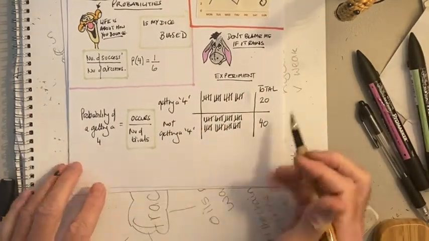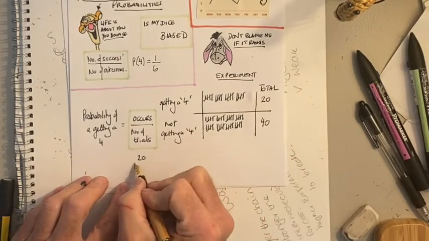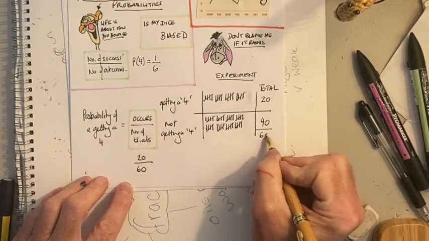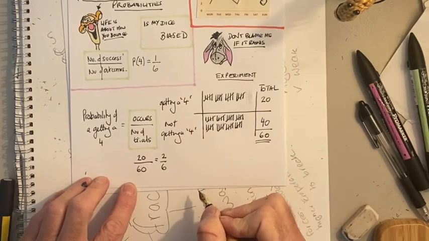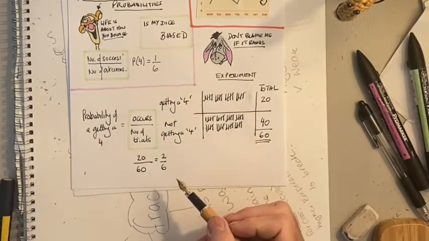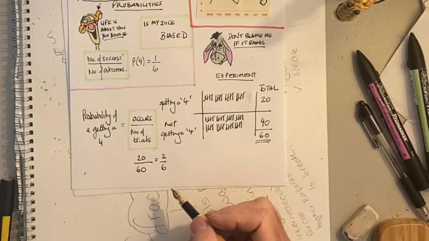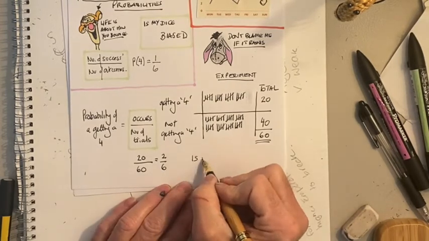So if I look at this, I can say that I have 20 times it occurred as a 4 out of 60. That's the total number of trials I did. And then I can simplify that. I'm keeping it to 6. That's 2 out of 6. Now my question is, in theory, I should get 1 over 6. In practice, I got 2 over 6. Question is, is my dice biased?